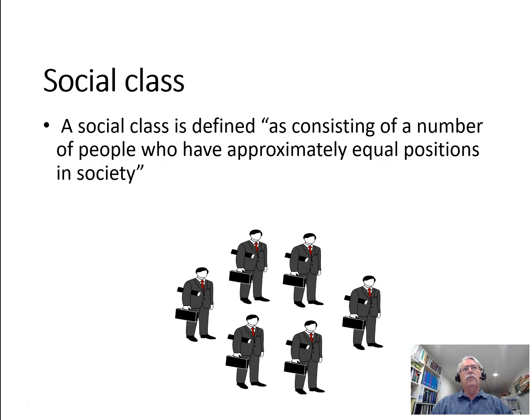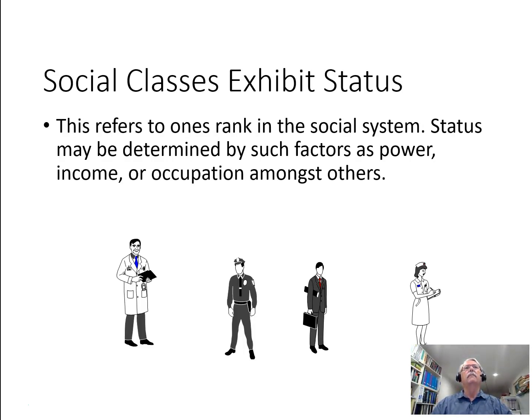Next, we get on to social class. So we're talking about a social class as consisting of a number of people who have approximately equal positions in society, however you measure the equality of those positions.